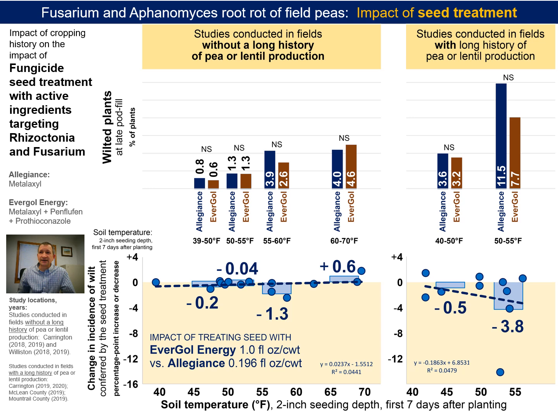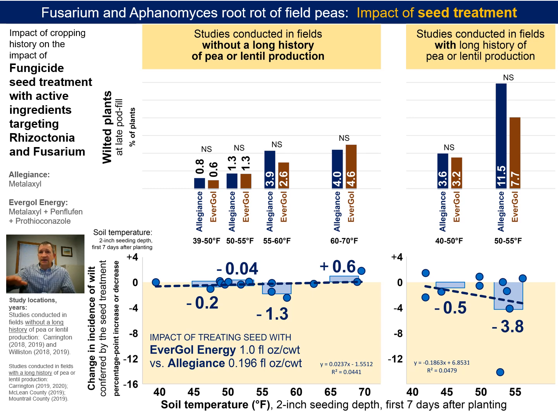We tested Evergol Energy, a seed treatment from Bayer, against Allegiance. Okay, unfortunately we did not test this against naked seed. Okay, but what you have here is that, and we did the same testing in fields with elevated root rot pressure due to elevated Aphanomyces and Fusarium pressure due to a long history of growing peas or peas and lentils.